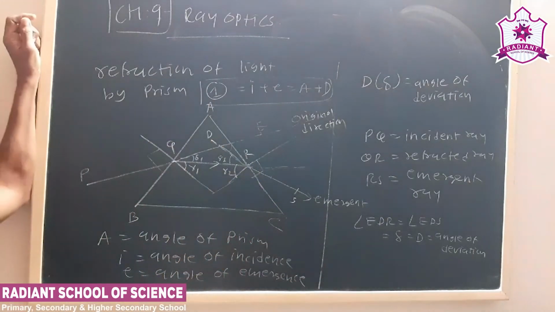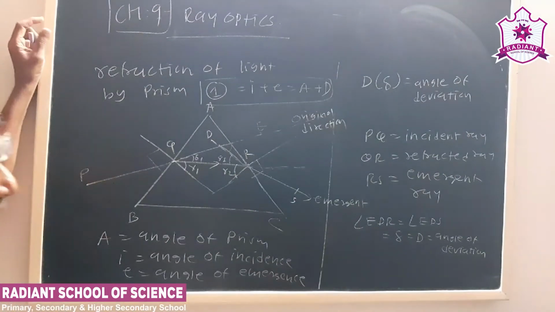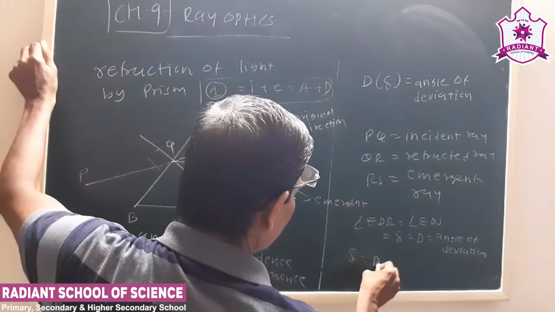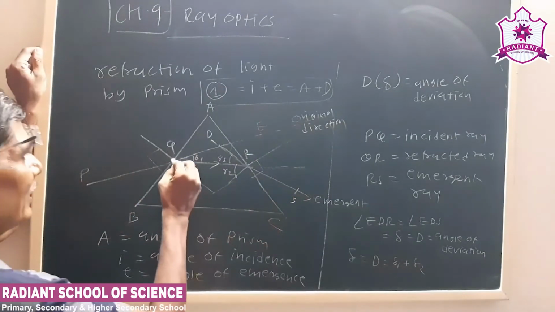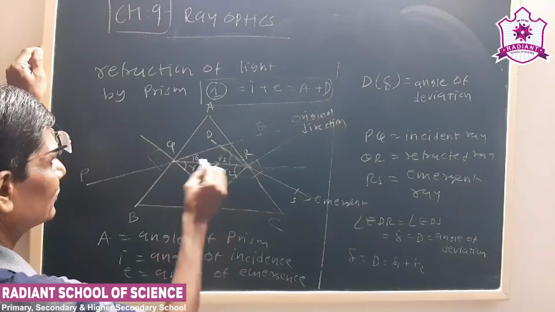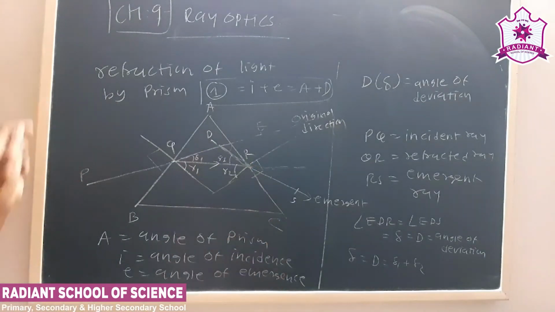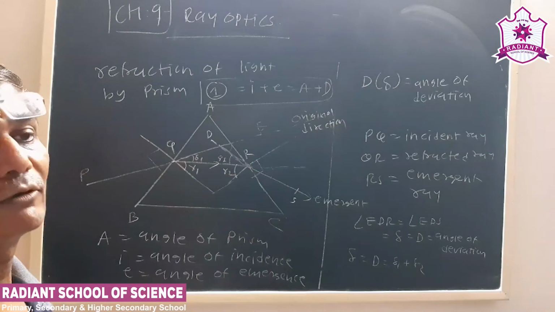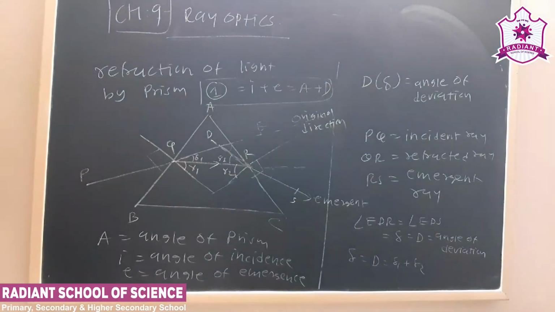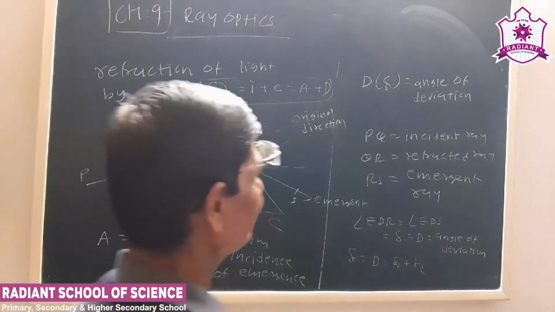Now see, in triangle QDR, this is an exterior angle. So we can say this delta or D is equal to delta 1 plus delta 2. You can easily check this by the geometry of the figure, since angle EDR or angle EDS is an exterior angle. Now we come back to this point. We have to prove that I plus E is equal to A plus D, or A plus the angle of deviation.